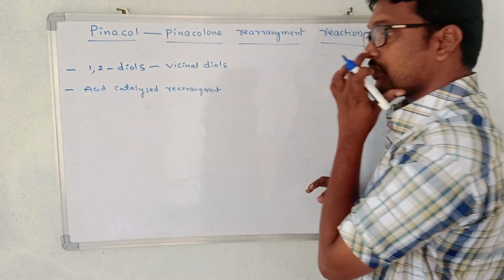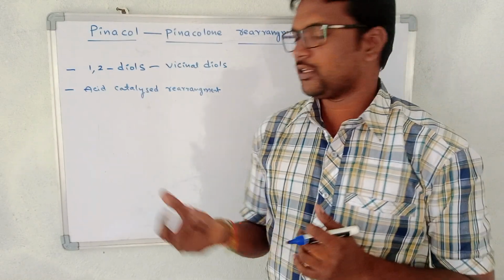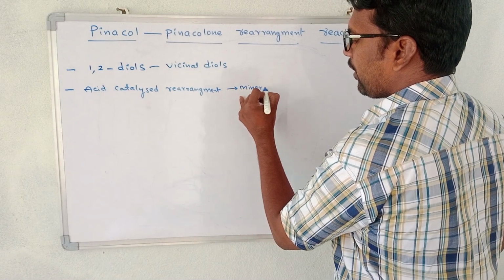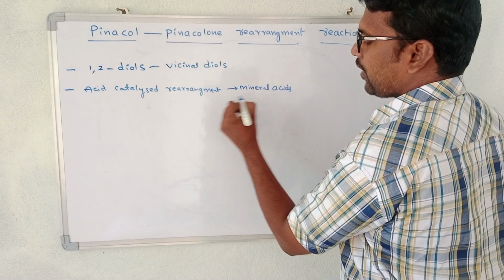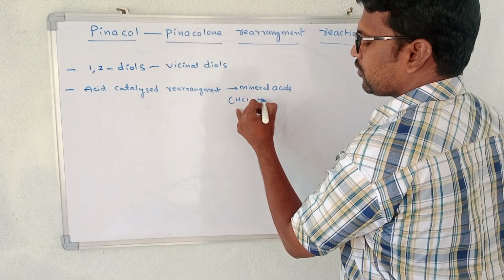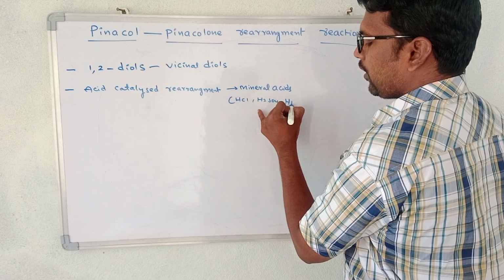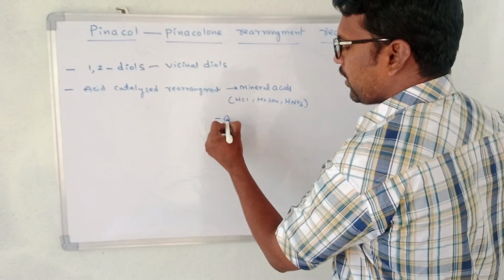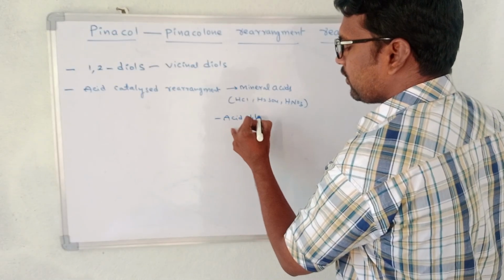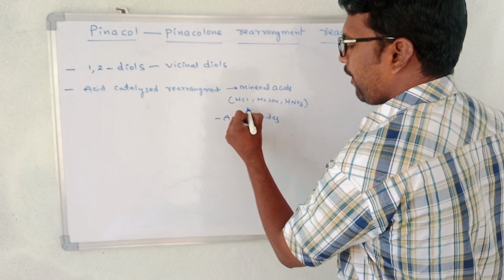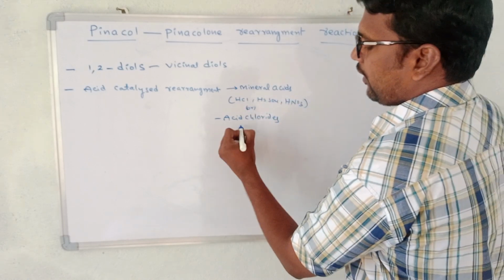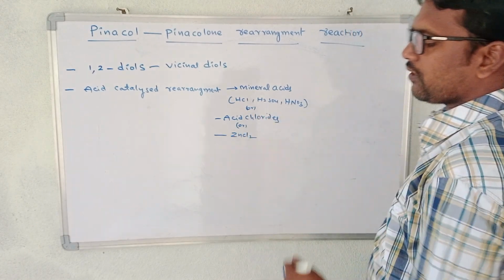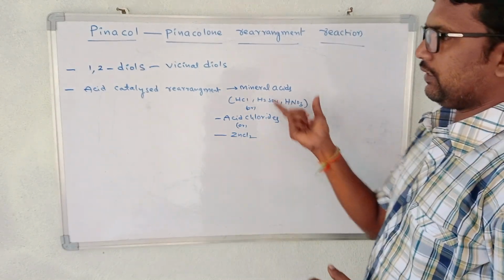So in the presence of acid, the catalyzed reaction can take place. Mineral acids like HCl, H2SO4 or HNO3 can be used as catalysts in this reaction. We can also use acid chlorides as catalysts, and in place of acid chlorides we use ZnCl2. Zinc chloride is also used as a catalyst in this reaction.